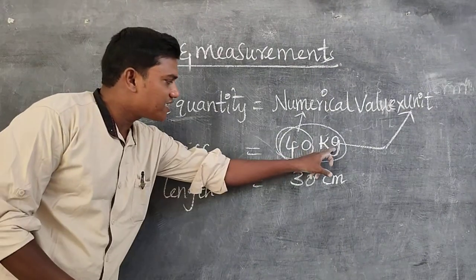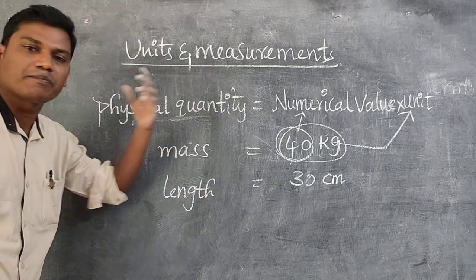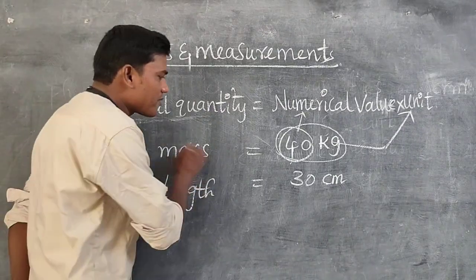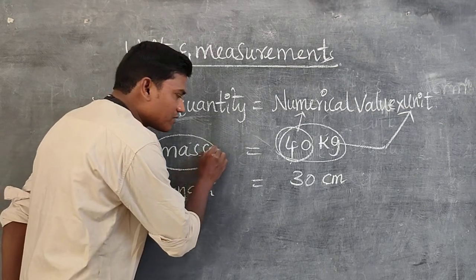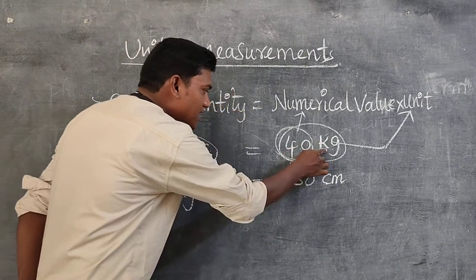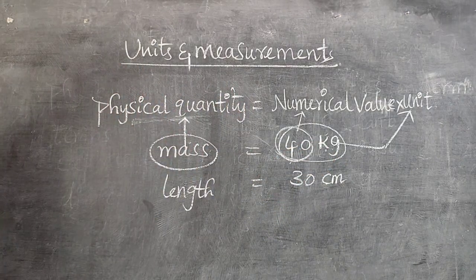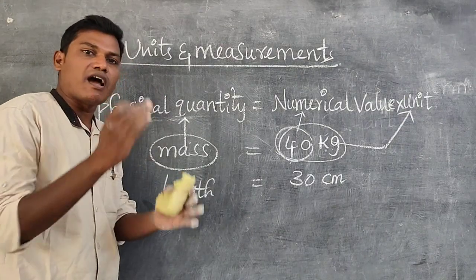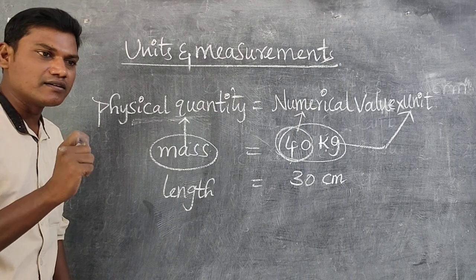So this 40 kg is for which quantity? Mass of the student or mass of a person. That's why here we observe that mass of the person will have a numerical value and a unit. Due to that reason, it is called a physical quantity.